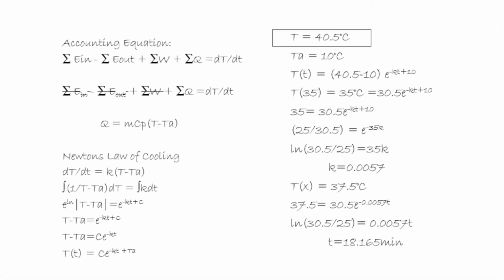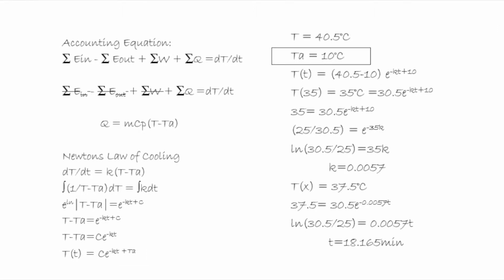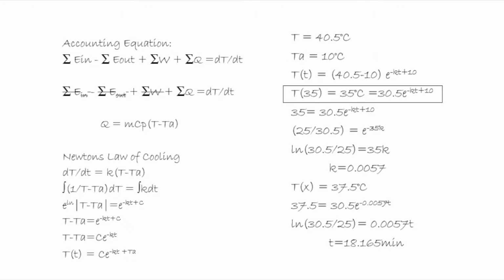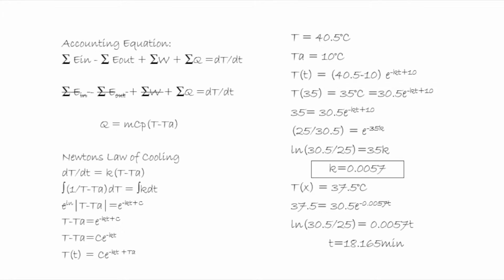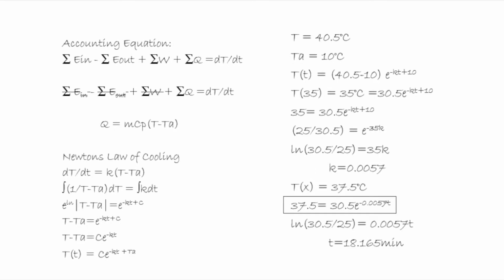The temperature of the man on the boat is 40.5 degrees Celsius, and the temperature of the ocean, the ambient temperature, is 10 degrees Celsius. These numbers were plugged back into the previously found equation to create the final equation. From a study on the drop in temperature while in water that is 10 degrees Celsius, we retrieved the information that it takes 35 minutes for the body to reach 35 degrees Celsius. We then plugged these values into the above equation to find the constant to be a value of 0.0057.